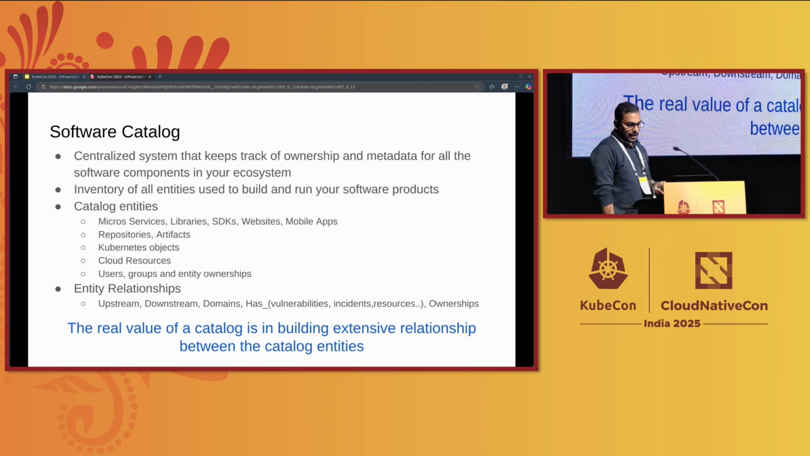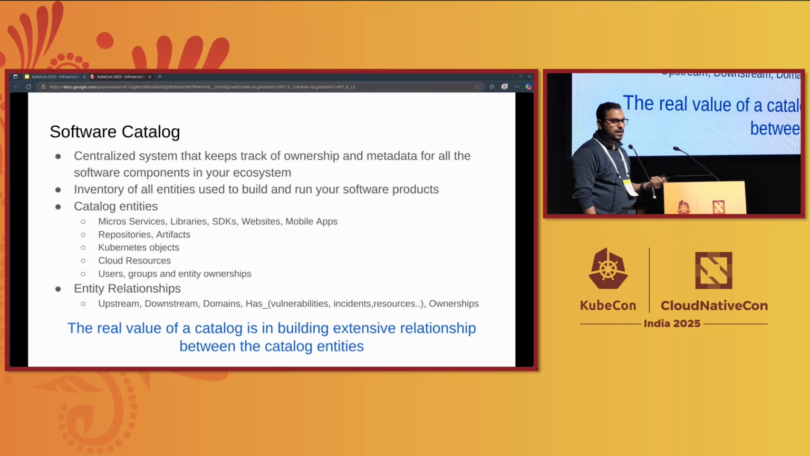So what is a software catalog? It's a centralized system that keeps track of your ownership and metadata. It's sort of an inventory of all sorts of entities in your infrastructure. It's not just about your clusters or VMs, all right? It is more about anything and everything that a developer or an engineer touches upon, right?